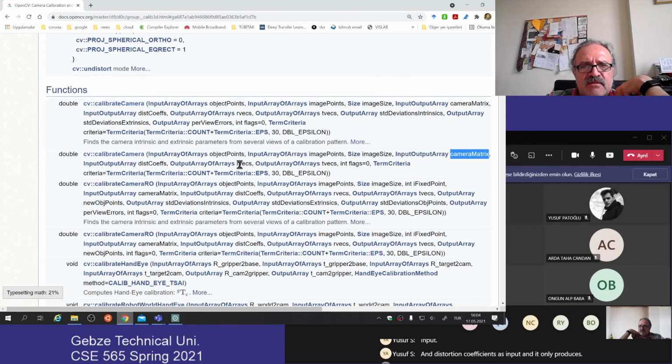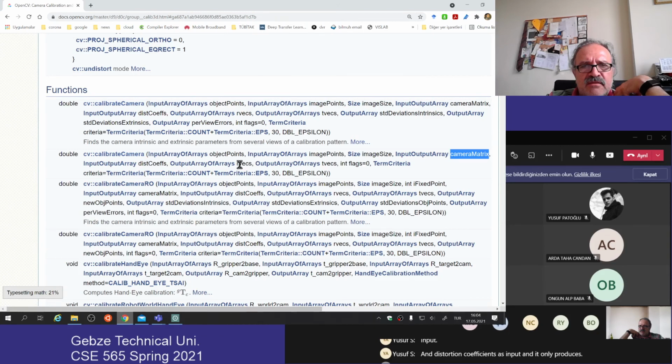So most of the time we could use this to find where the camera is in the real world. Okay, to find where the camera is in the real world. Can I see this? What is this RO? No. Okay, I'm going to click this one, Calibrate Camera. This is not provided for convenience. It differs from the above function only in what arguments it accepts. Do I have an example for this one?